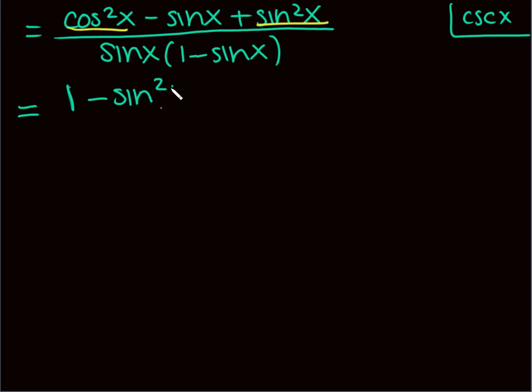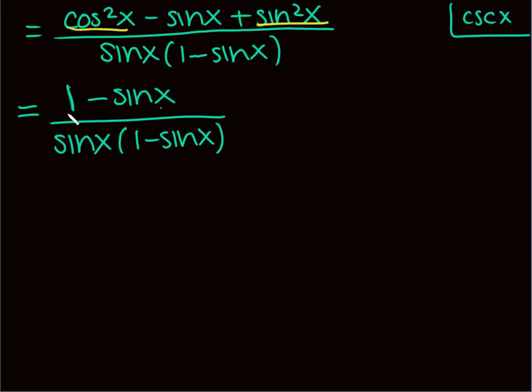And then I get minus sine on top. Sorry, I'm getting a little too excited about this. I love doing these. They're so fun. And then sine x times 1 minus sine x. And now notice the 1 minus sine x cancels. And I get 1 over the sine of x. And that equals cosecant of x.